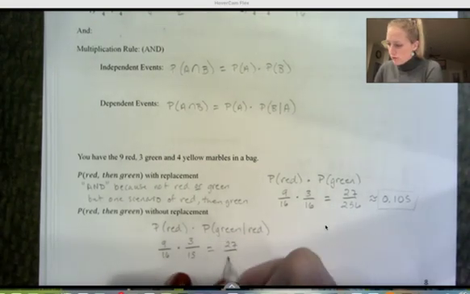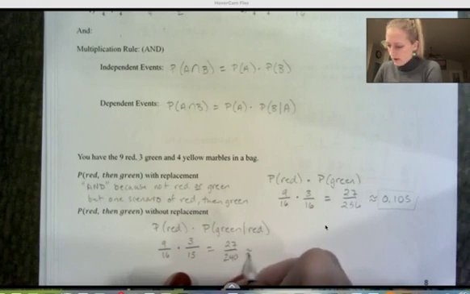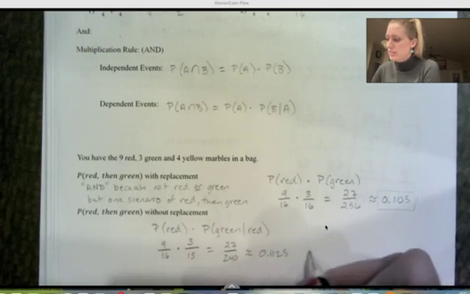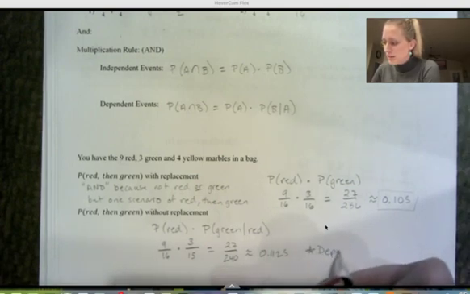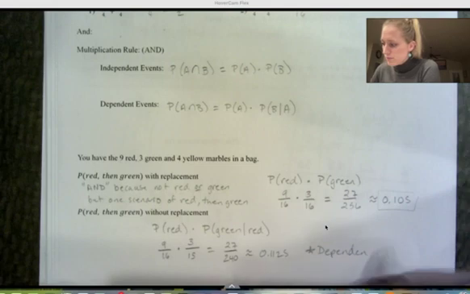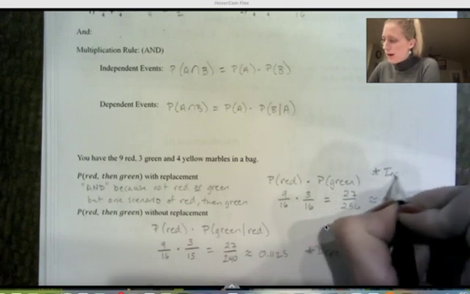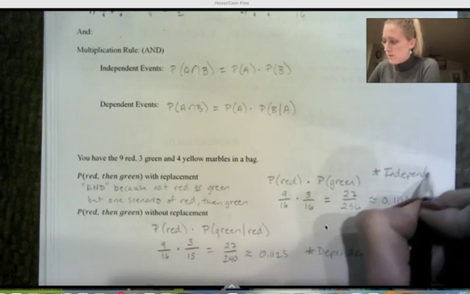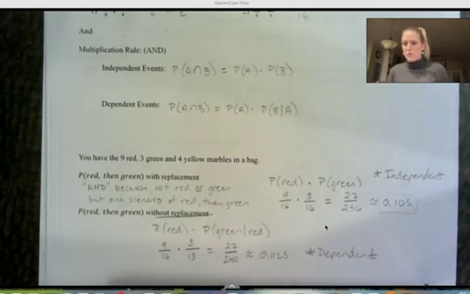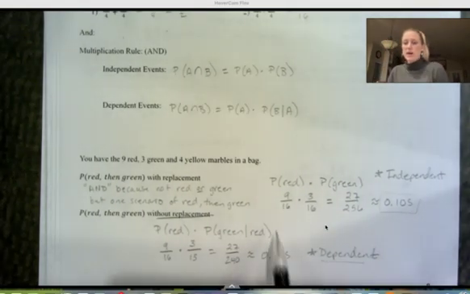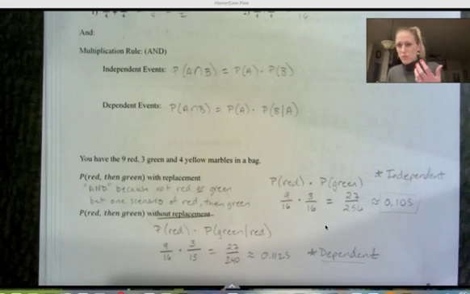16 times 15 is 240. So if I do that division, it's about 0.1125. So this one's a little bit more likely, but this is an example of a dependent event, and this one would be independent. So without replacement is dependent because my probability depended on what happened on that first one. Taking a marble out affected the probability, so that was dependent.